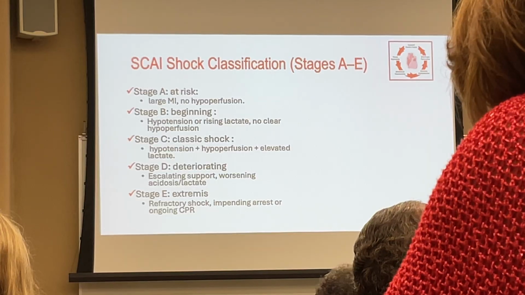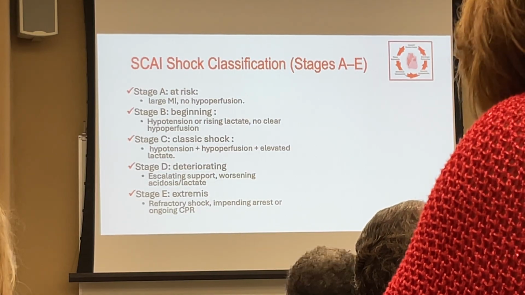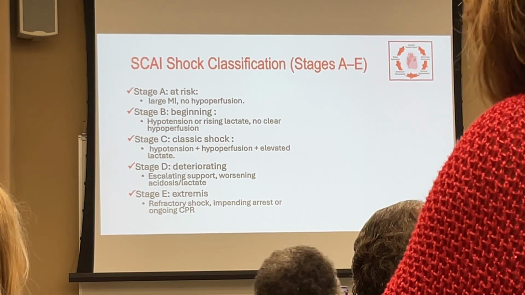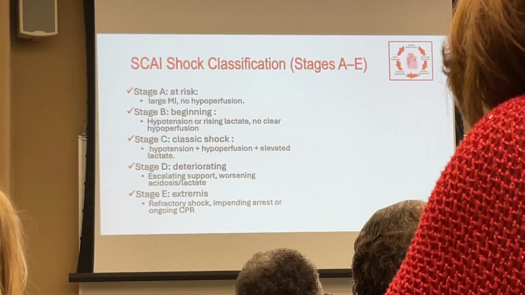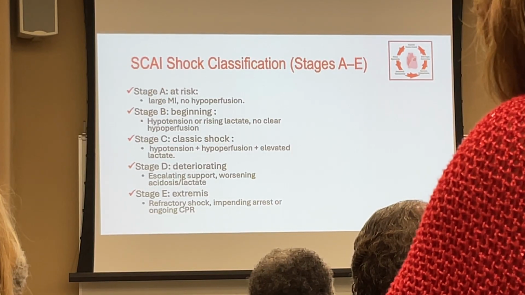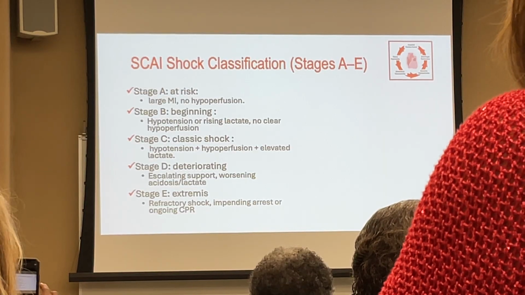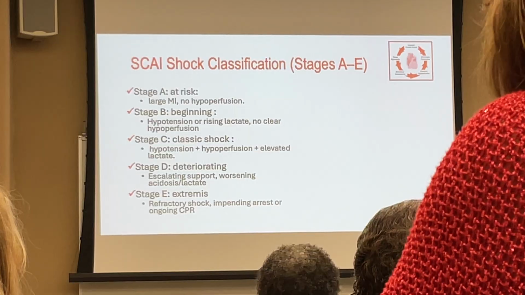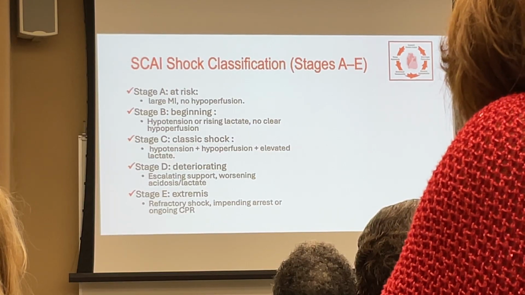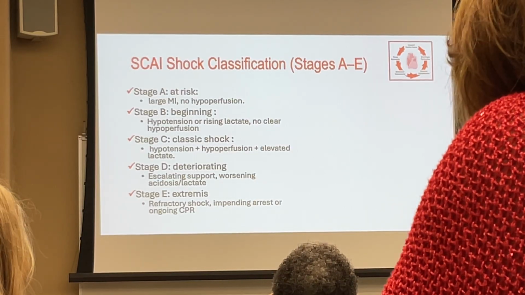We do your first lactate. You are not responding, your GFR is not improving, you're not making urine, your neck veins are distending. I'm going to do another lactate. The second lactate might show that the lactate is now starting to rise, and you may have some mild hypotension. That's stage B. Stage B, rising lactate, normal or mild hypotension, is where you want to intervene. That's where we need to intervene.